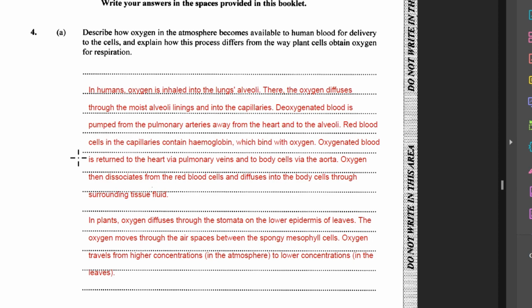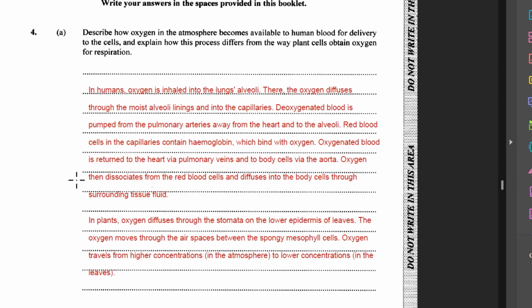So oxygenated blood is then returned to the heart via the pulmonary veins, and then is pumped out of the heart towards the body cells via the aorta, that's the main artery. So oxygen then dissociates from the red blood cells, basically that means it unbinds from the red blood cells, and it diffuses into the body cells through the surrounding tissue fluid. So remember, the capillary network have very, very small tubes.